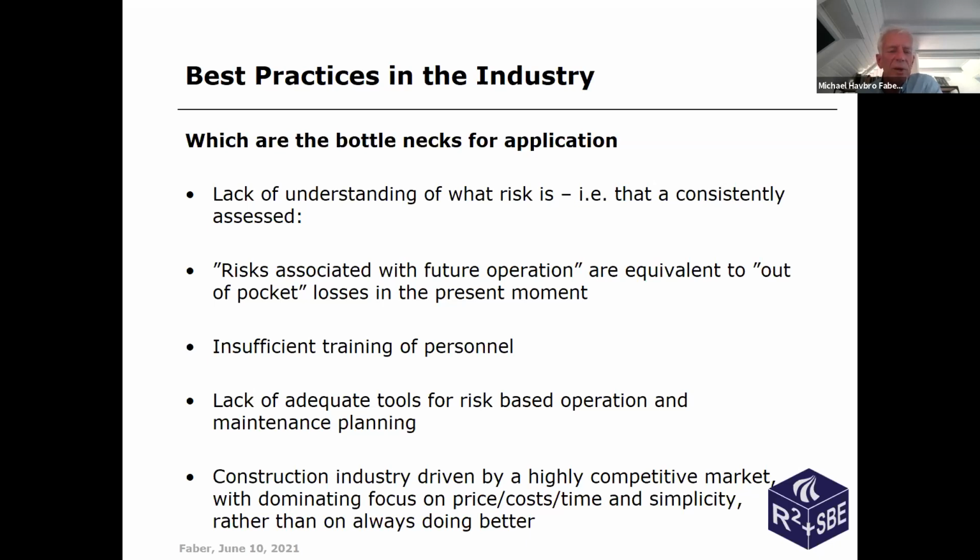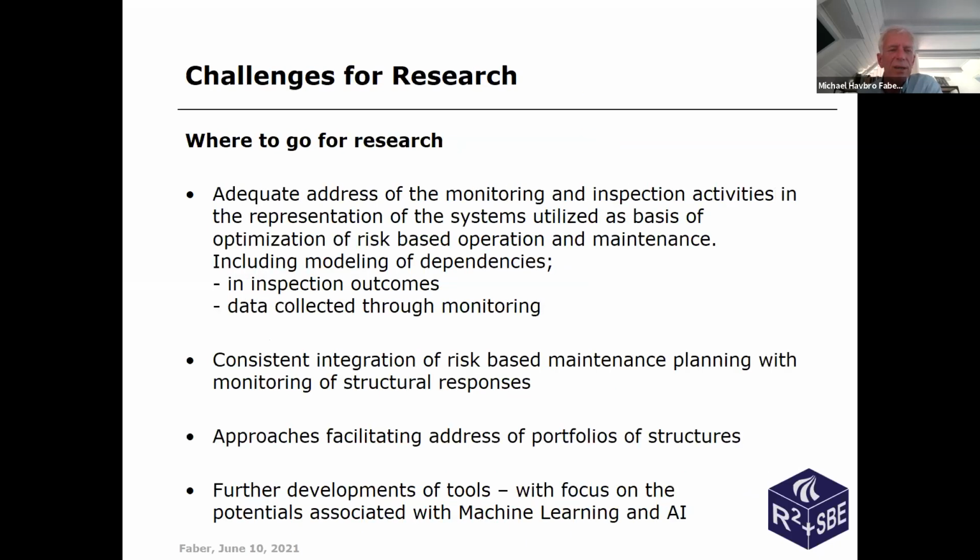Also sufficient training of personnel, of course, that's related. This is much to the, let's say, the loss of, or to be blamed on, universities. And then also something which is maybe for us to be blamed for, lack of adequate tools for risk-based operation and maintenance planning. And also the fact, and this is maybe the main problem, the construction industry is driven by a very highly competitive market, which has a strong focus on price, cost, time, and simplicity rather than always doing better.